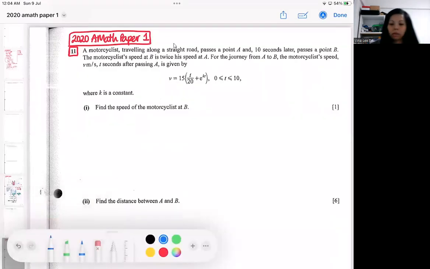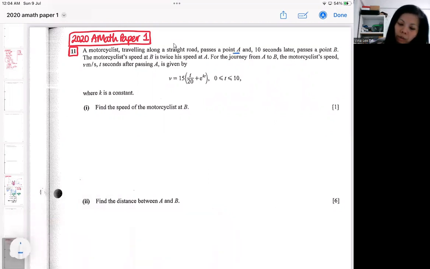Okay, this question is on the topic kinematics. Read through the question first, and check out the formula. First of all, there's a motorcyclist, and the motorcyclist is going to pass through 2 points.